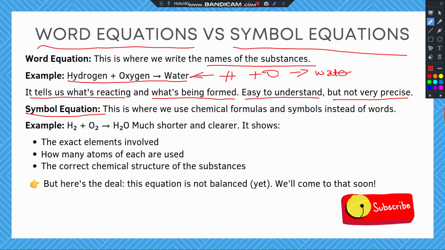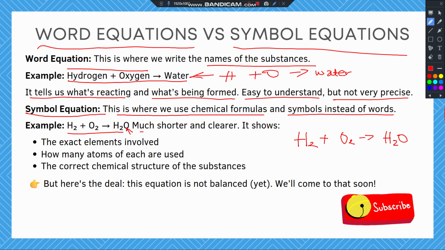So that brings us to the next way to which we can write a chemical equation. That is the symbol equation. Now, this is where we use chemical formulas and symbols instead of words, and that's what we're going to be doing for the rest of this series. So we have this example on the screen right now. Instead of saying hydrogen plus oxygen to give us water, we simply used the symbols. So instead of saying hydrogen, we simply use the symbol H2 plus oxygen, which is O2, to give us water, which is H2O.